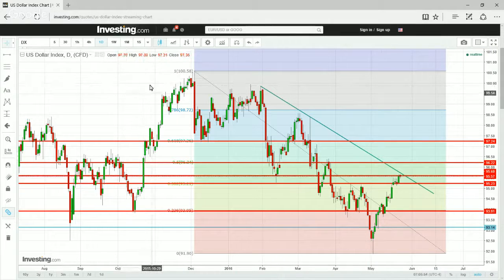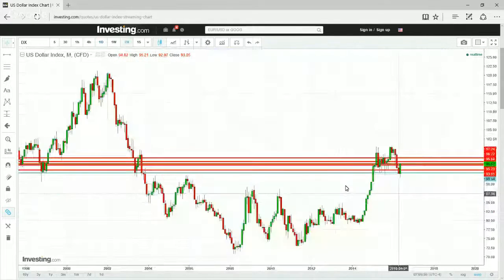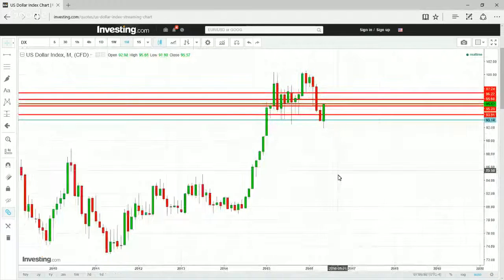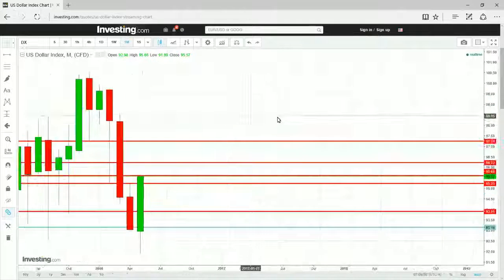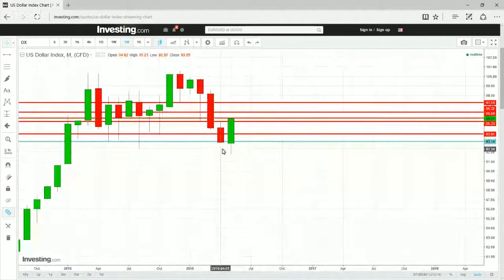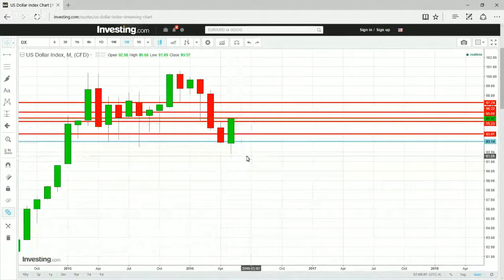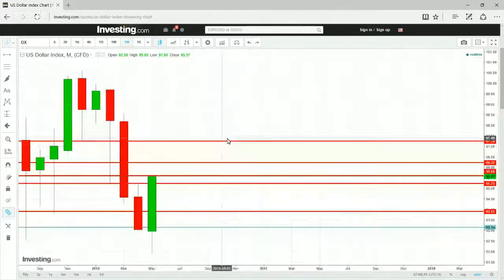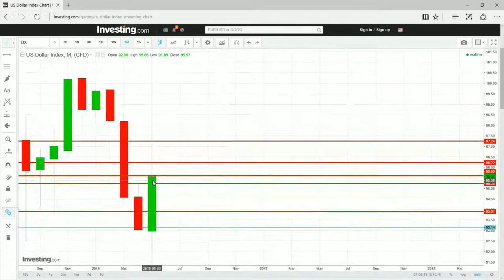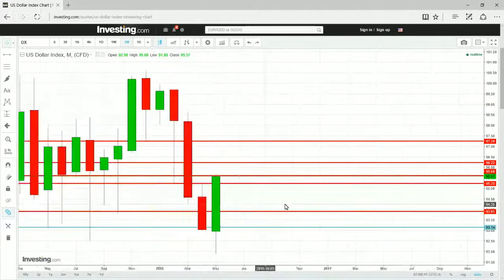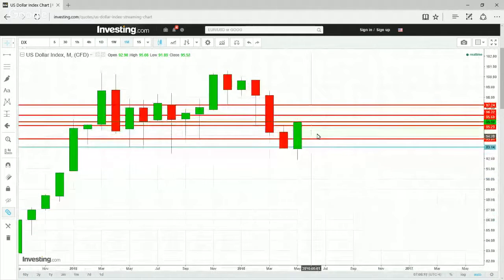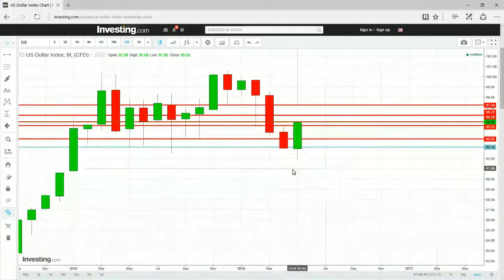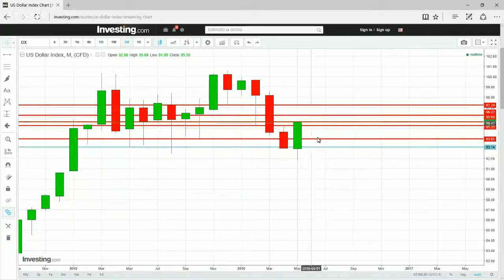Now, just before we move on to look at the euro, I just want to finish the dollar analysis by highlighting this important development on the monthly chart. You can see here that we've put in a really big bullish engulfing candlestick on the monthly chart. So this is a really important reversal signal. And if this candle does close anywhere towards the top of this current region by the month's end, then this is highly indicative of potential further upside to come. So definitely be keeping an eye on the monthly close because this is a really interesting development.